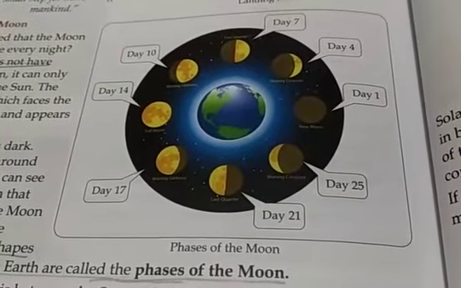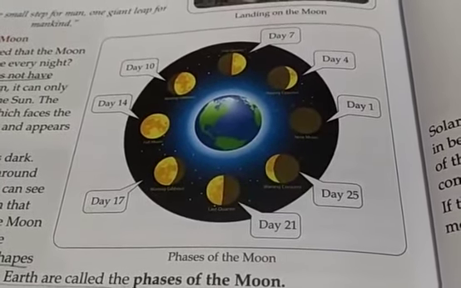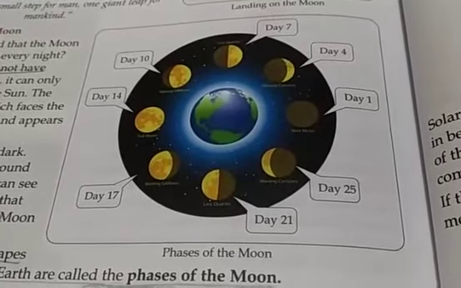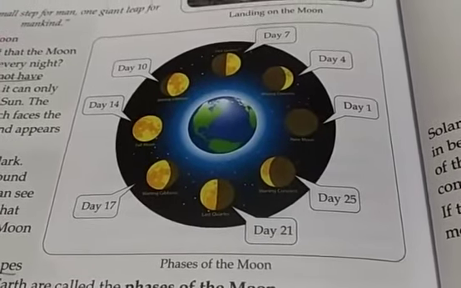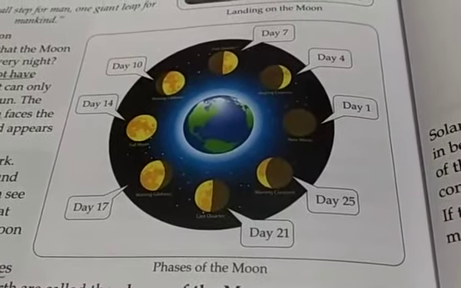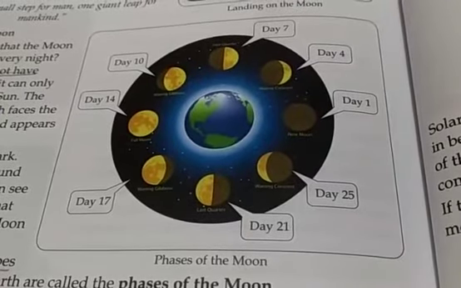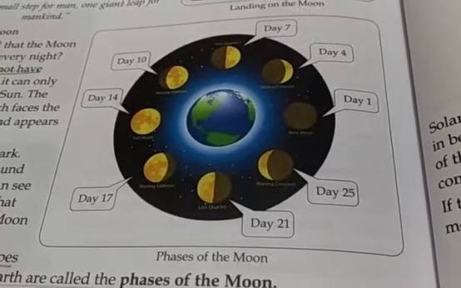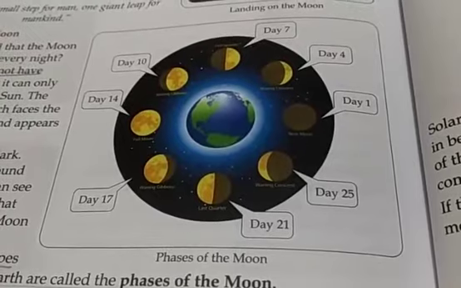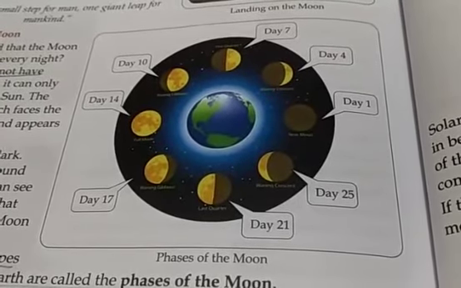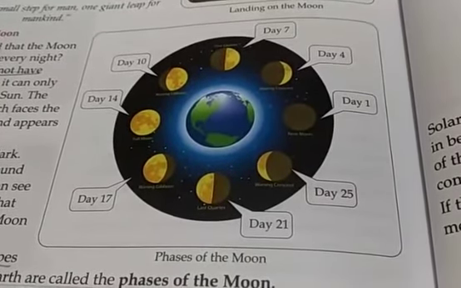Now next we will go to phases of the moon. Phases of the moon means the different shapes of the moon visible from the earth. Understand it properly. The different shapes of the moon visible from the earth are called the phases of the moon.